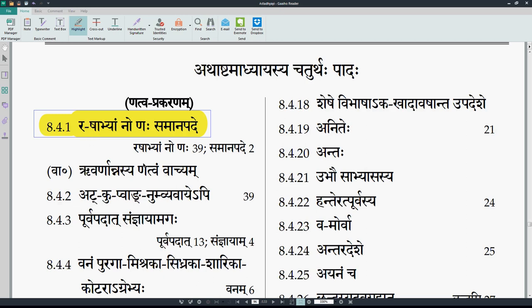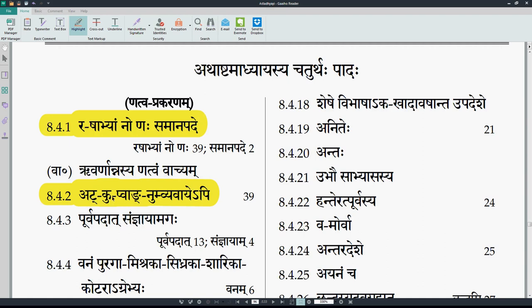And not only when nakara immediately follows repha or shakara or ruvarna, but even when this sutra, atkup vangnu vyavayepi, applies. When there is a vyavaya, what does it mean? When some letters are separating the nakara from the nimitta, repha or shakara etc. When nakara is interleft by what?